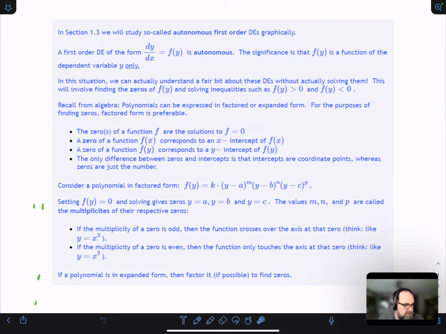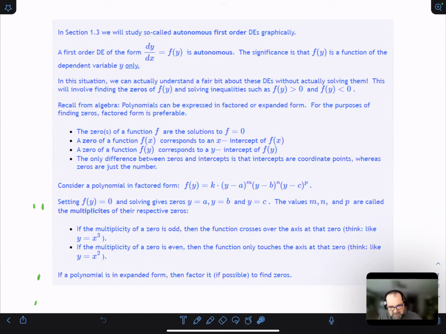And I think this is also an opportunity to approach differential equations graphically. That's why we are doing it in this section. So a first order DE is autonomous if it is of this form. So this is dy/dx = f(y).